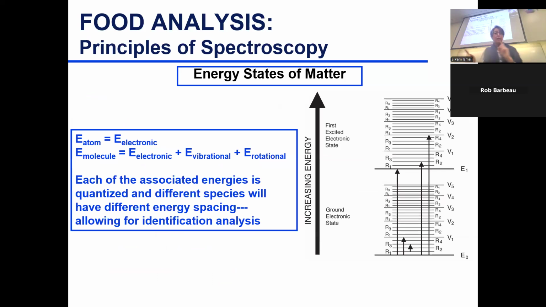So again, like I said, the atom energy is only electronic. There is no vibration, no rotation. It's just the atom and the electrons of the outer shell. Whereas the molecule has all three forms of energy, the electronic, the vibrational, the rotational. This is a common question I ask. Maybe in exam, maybe in the final. What are the three forms of energy?